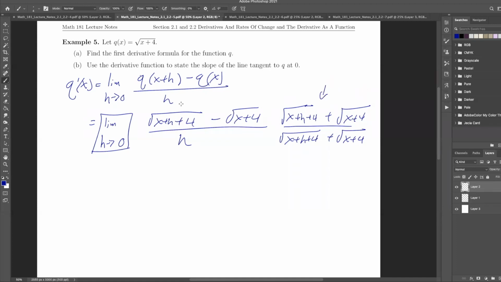And so what this does is it clears off the square roots up top, because this times this gives you just x plus h plus 4, and then this times this gives you a positive version, this times this gives you a negative version, so they cancel out, and this times this will just give you the negative version of this. And so what we get at the end is x plus h plus 4 minus x plus 4, all over h.